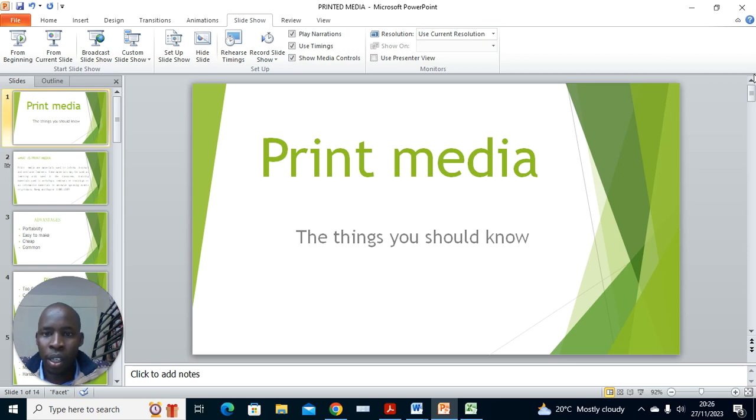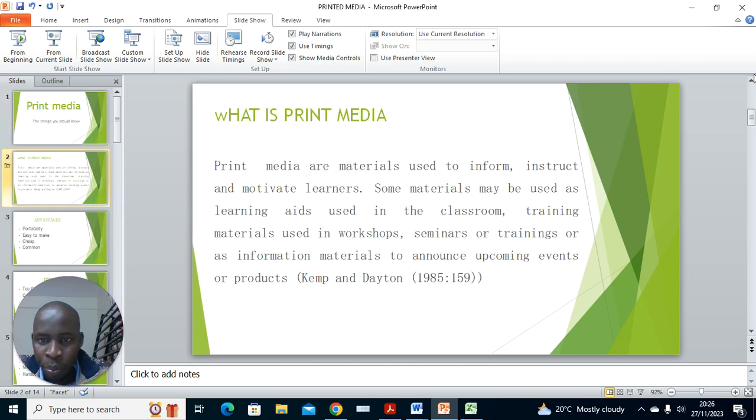Today we are going to discuss print media, and there are some things that you need to understand. One, you need to define what a print media is, and as I defined, print media are materials used to inform, instruct, and motivate learners. Some materials may be used as learning aids in the classroom, training materials used in workshops, seminars, or trainings, or as information materials to announce upcoming events or products.